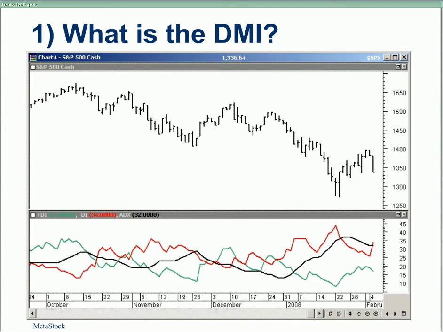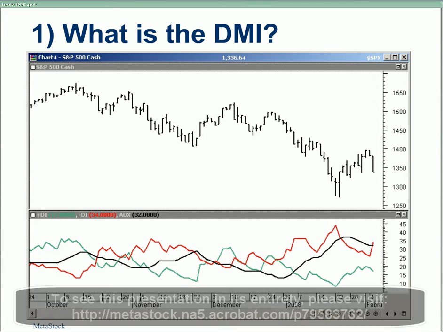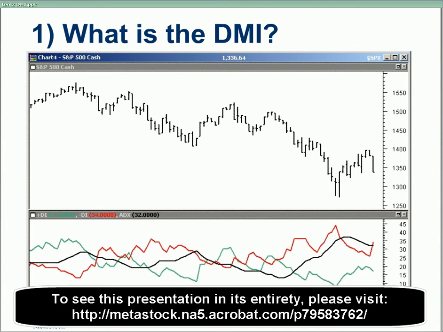When you bring up the DMI in MetaStock, in the family of the directional movement indicator you also have the ADX, which is represented by the black line. So there's the green line, the red line, and the black line. These are derivatives of price. Backing way up, what's the advantage of an indicator? Why would you put an indicator at the bottom of a chart? Well, it's a way of interpreting price to cut through all the mess that price action can give us.